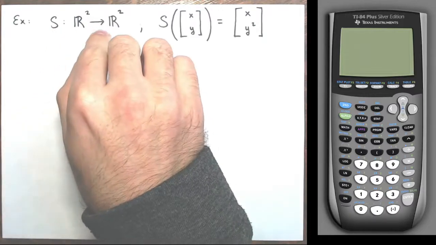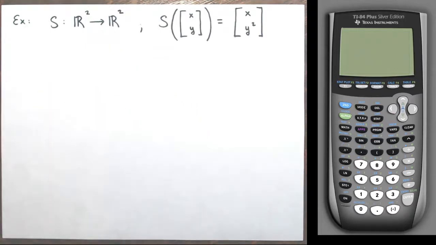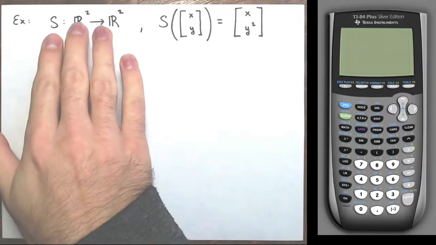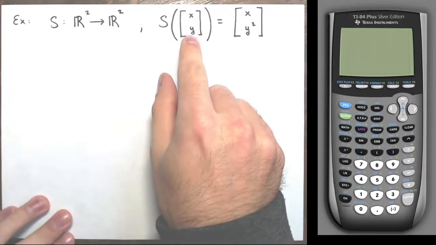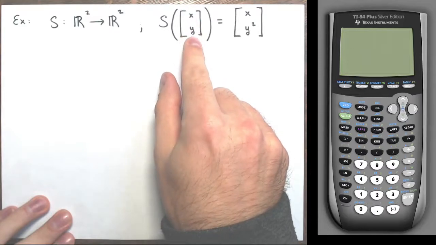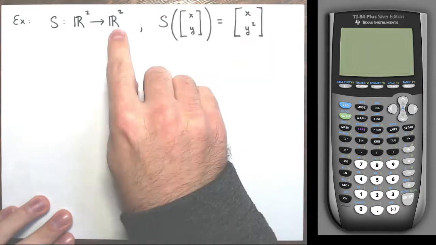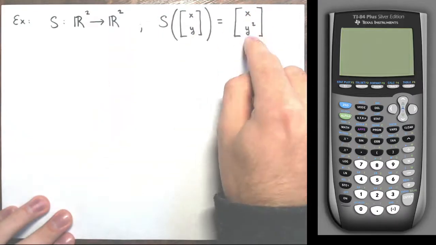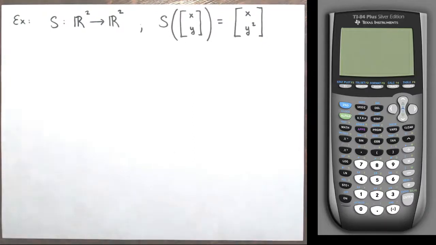I have other examples where the domain and codomain are different. Actually, this is an operator. Remember, when the domain and codomain are the same, it's called an operator. So I have this operator S, and it takes a vector from R2, with two components, this time x and y, and assigns it to another vector from R2, x, y squared. And the same question: is this a linear transformation?